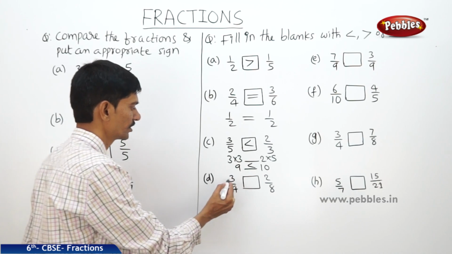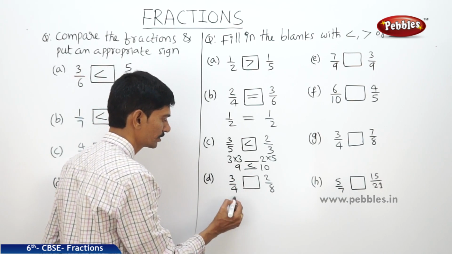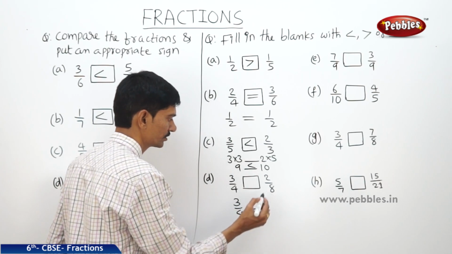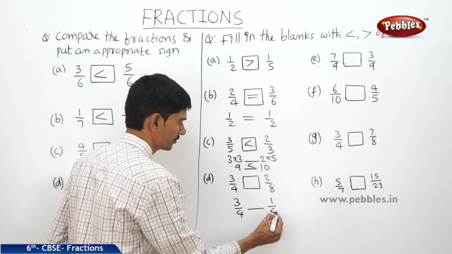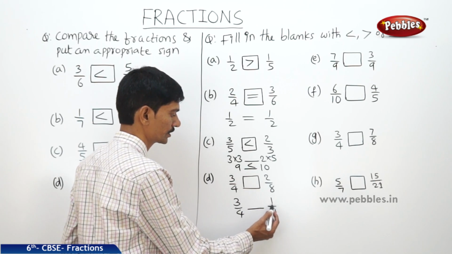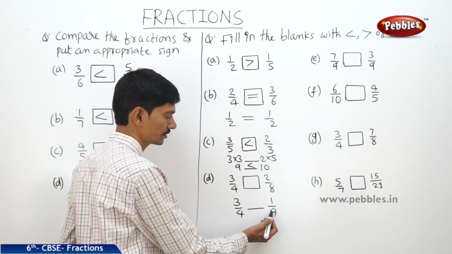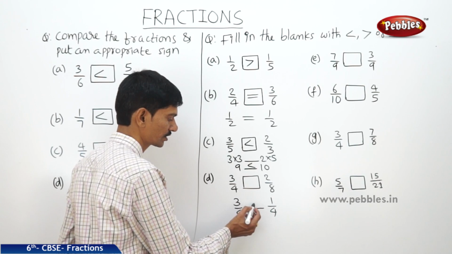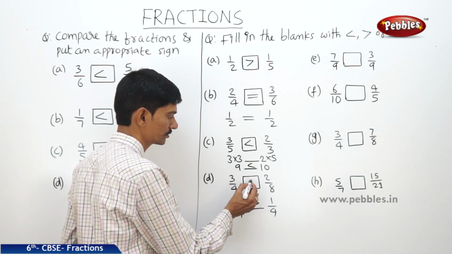Next 3 by 4 dash 2 by 8. Now 3 by 4 is already written in the simplest form. If you write 2 by 8 in the simplest form, we get 1 by 4. Now when you observe the denominators, they are equal. So 3 is greater than 1, so 3 by 4 is greater than 1 by 4. So here also 3 by 4 is greater than 2 by 8.